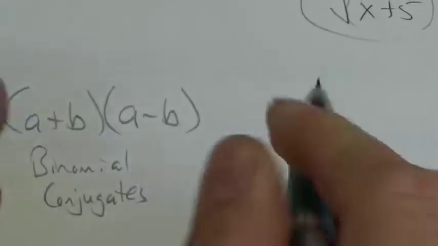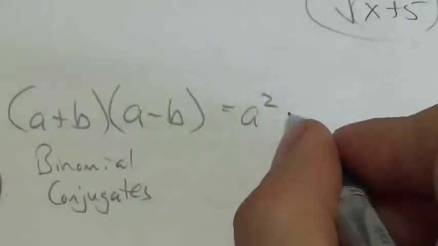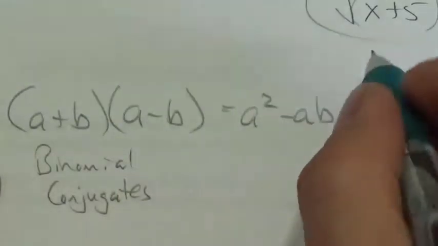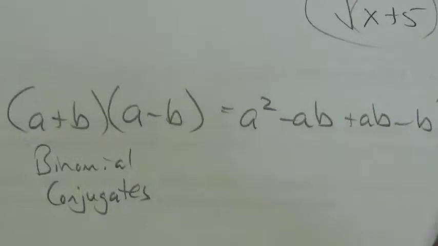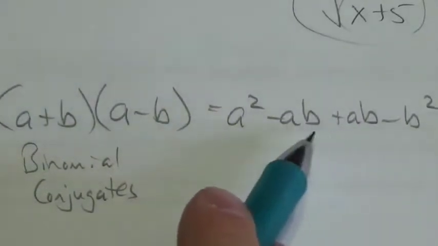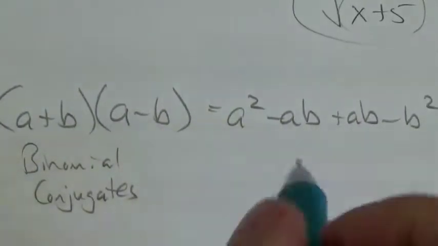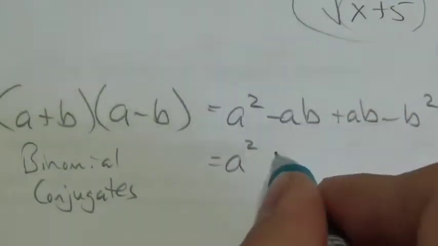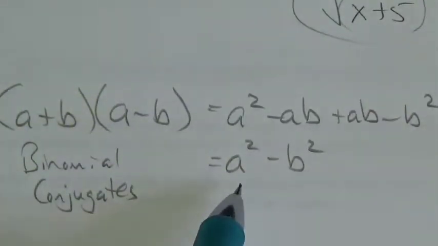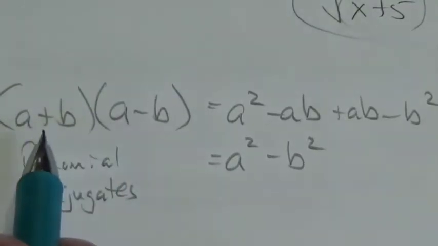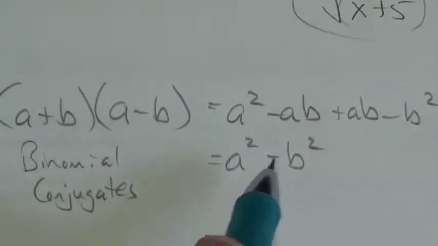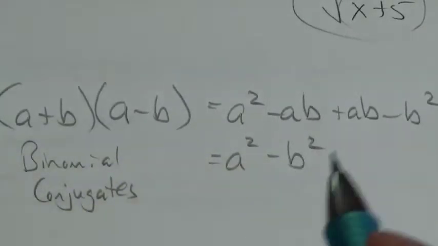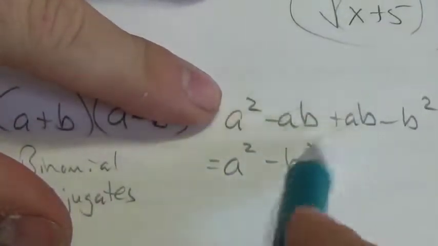Okay? Binomial conjugates. And when you expand that out, a times a is a squared, a times negative b is negative ab, b times a is going to be positive ab, and then b times negative b is going to be negative b squared. And we see that these middle terms here, exact same term except opposite signs, so essentially we're going to get a squared minus b squared. So when you multiply a binomial by its conjugate, you're going to be left with that first term squared minus the second term squared. And that's it. Those other terms, they canceled each other out here.